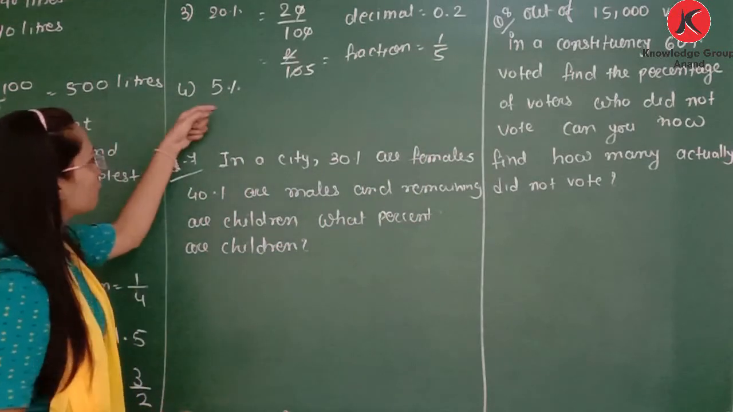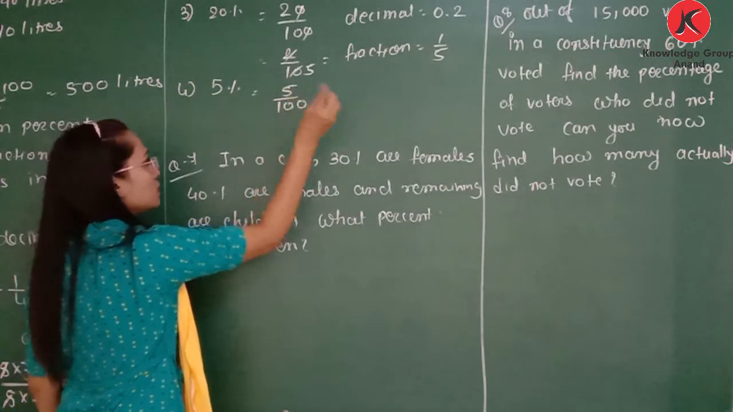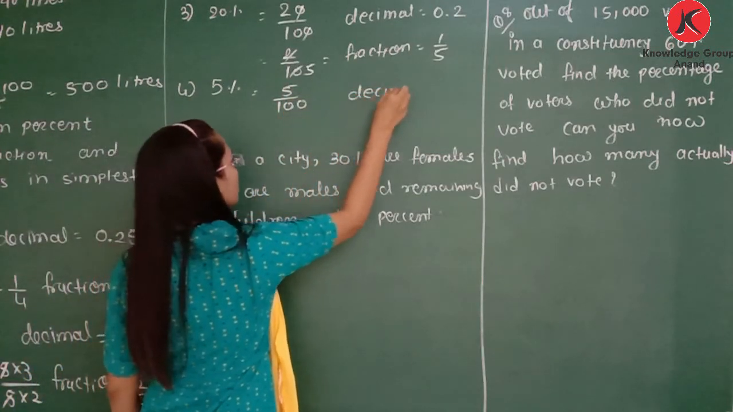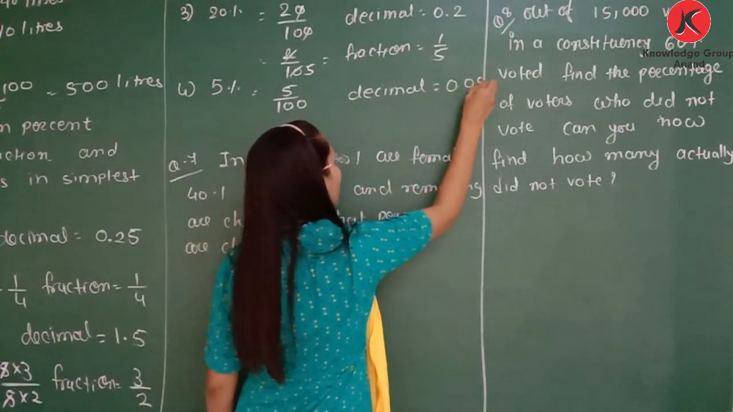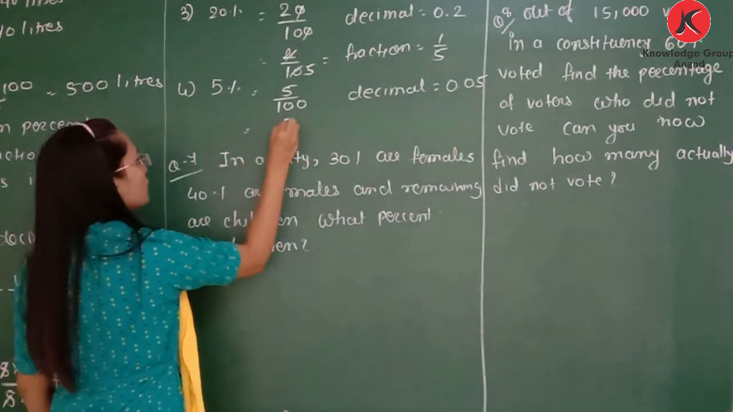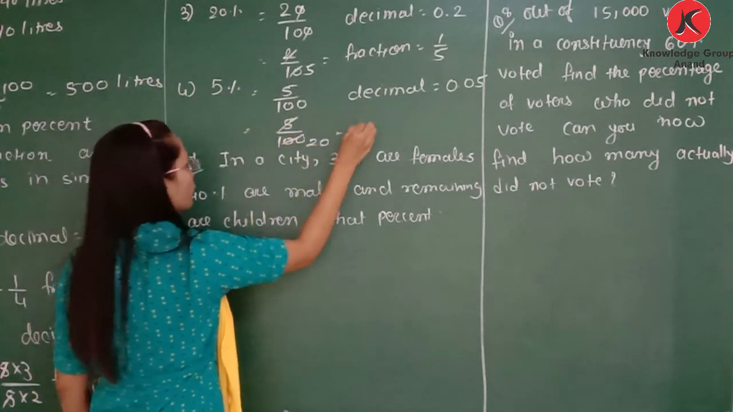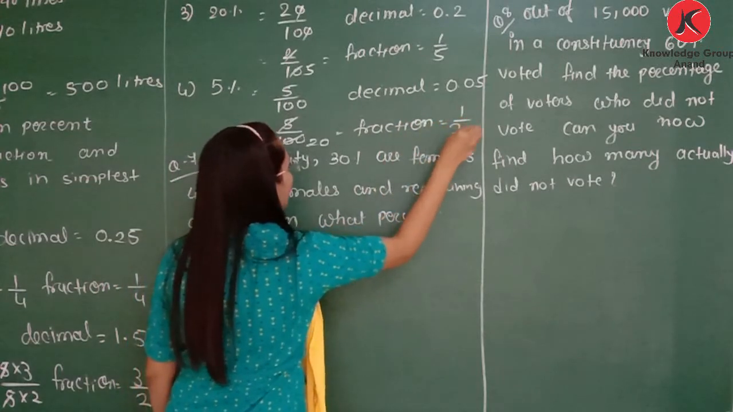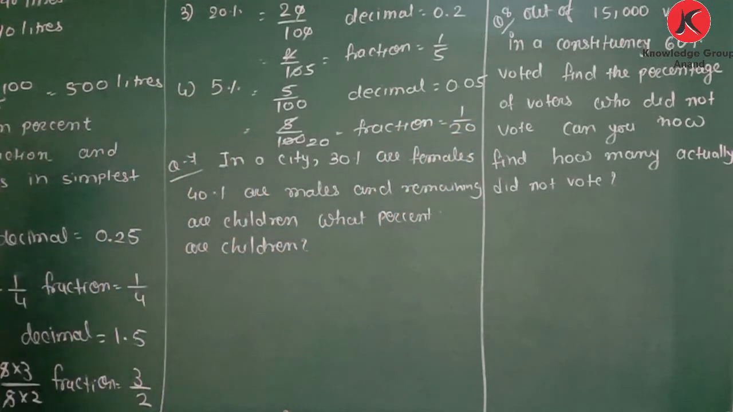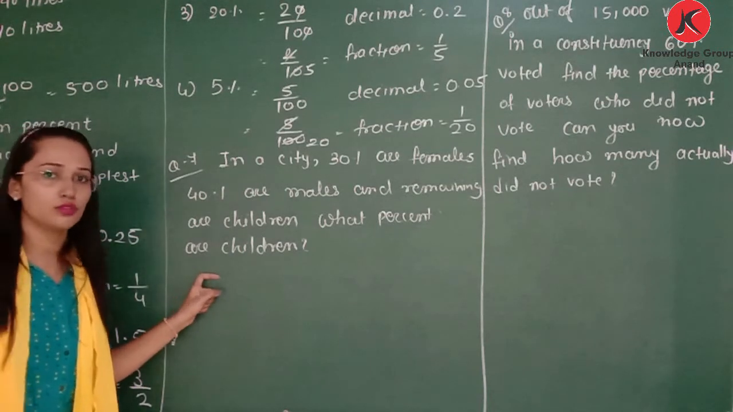Now next one, 5%. So 5% can be written as 5 by 100. So as a decimal, in the denominator we have 2 zeros, so it is 0.05. And 5 by 100, so we can cut here, 5 20s are 100. So the fraction is 1 by 20. Clear? So this way you can convert percentage to fraction and percentage to decimal.